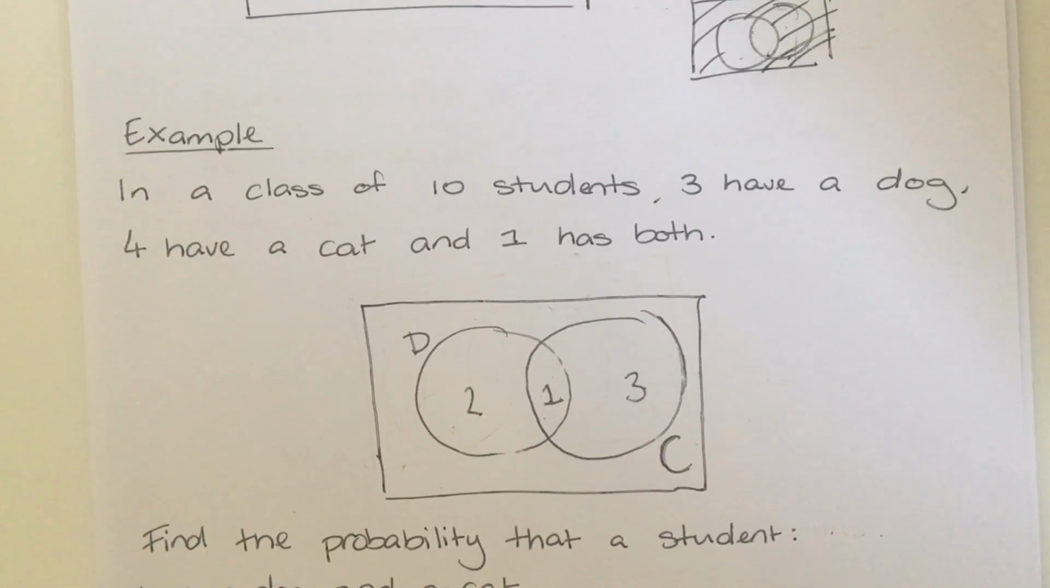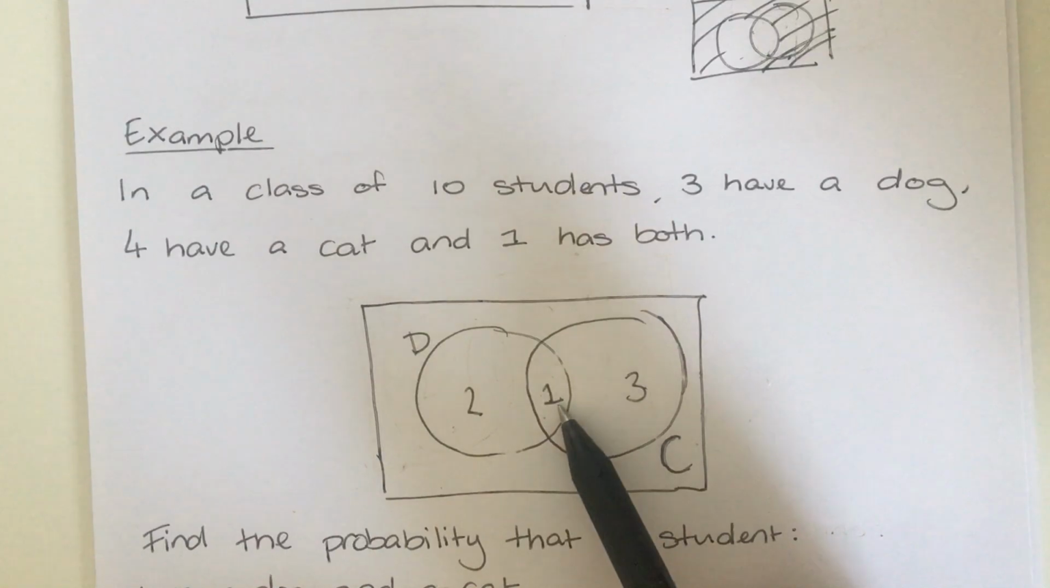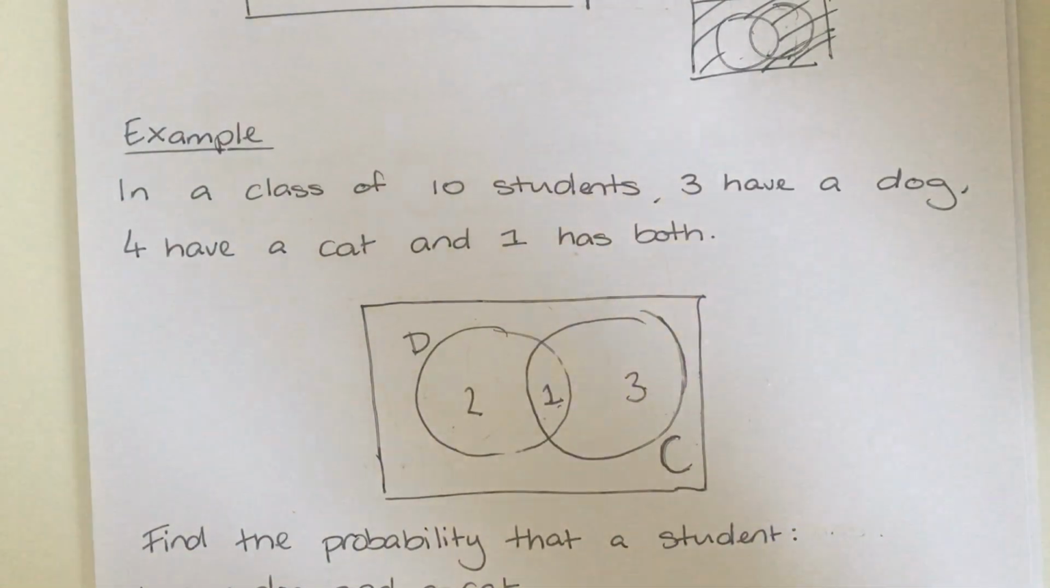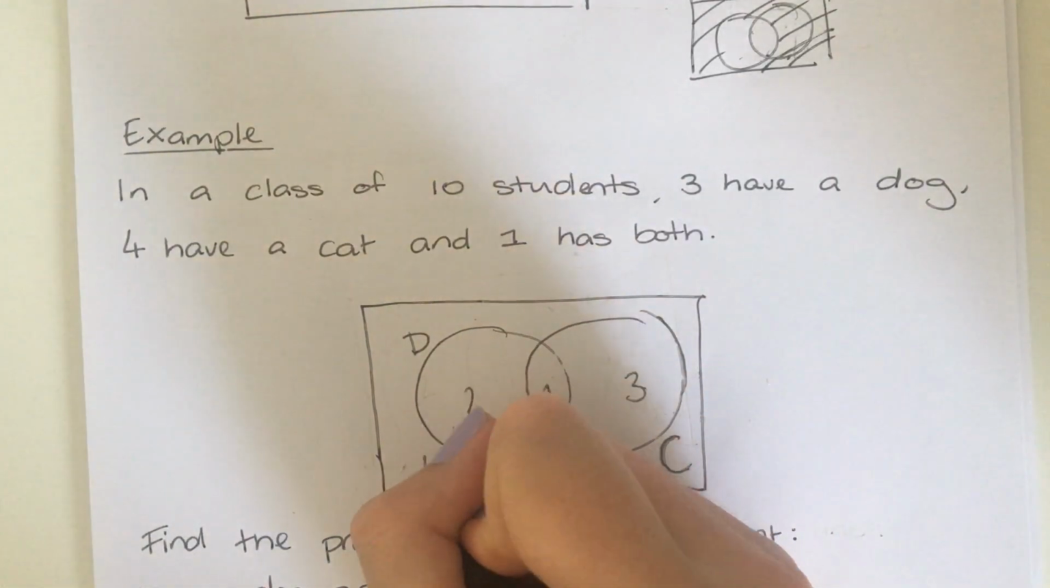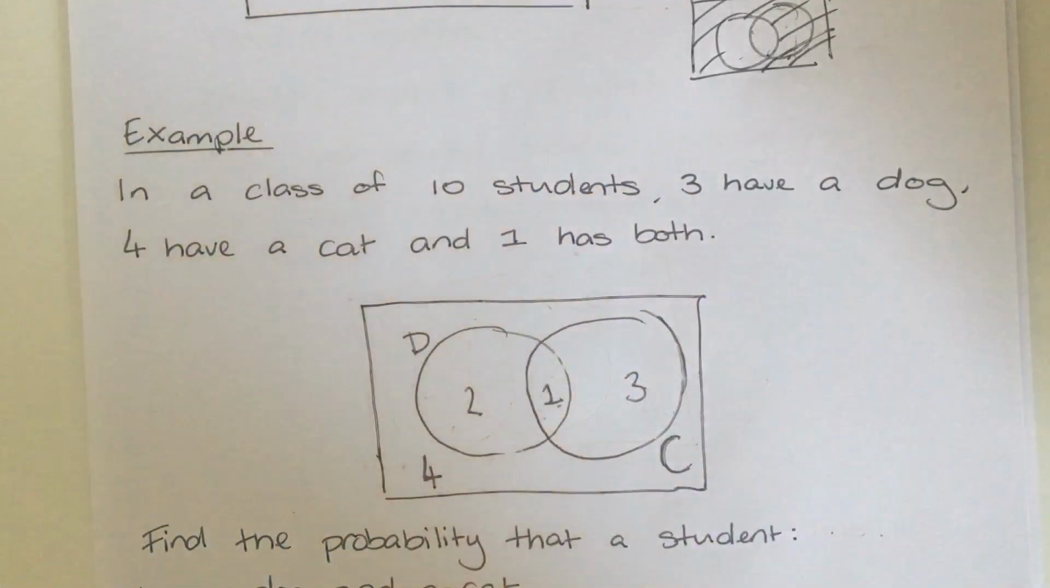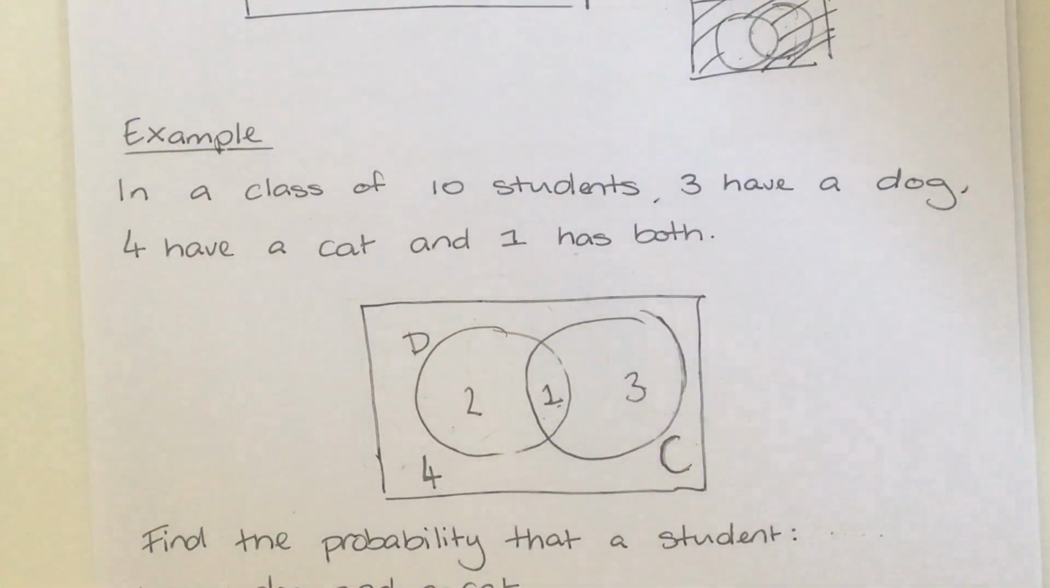And then I need to work out how many students don't have a dog or a cat. So we've got 2 plus 3 is 5, plus 1 is 6. So 6 students have one or the other or both. We've got 10 students in the class, so therefore 4 must not have a dog or a cat. Now I can use this diagram to work out some probabilities.